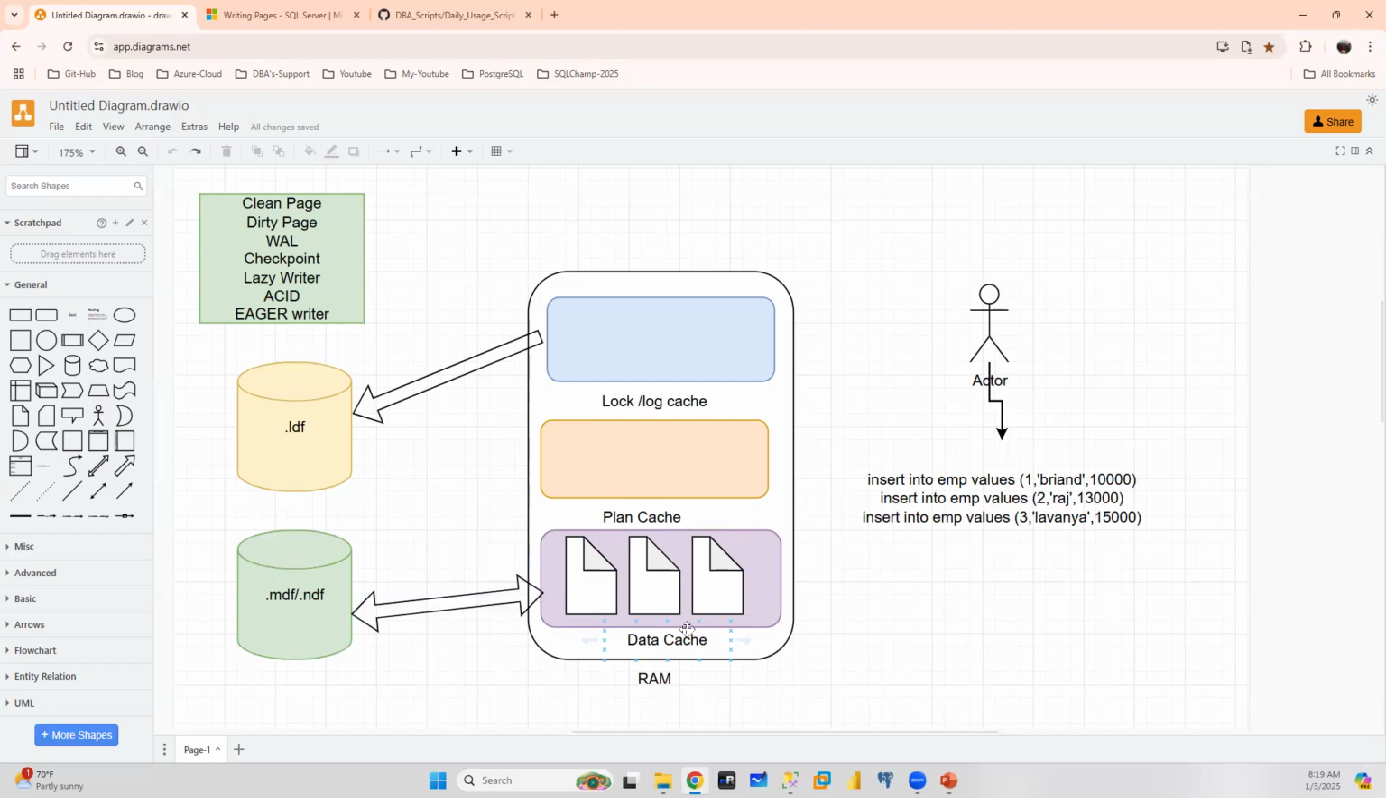Now, especially in the bulk logged recovery model, in bulk operations, when you are performing bulk insert or select into, page creation and page writing are done in parallel.